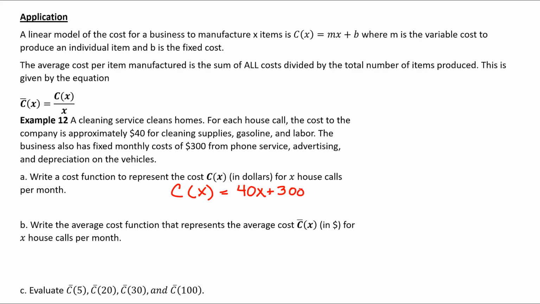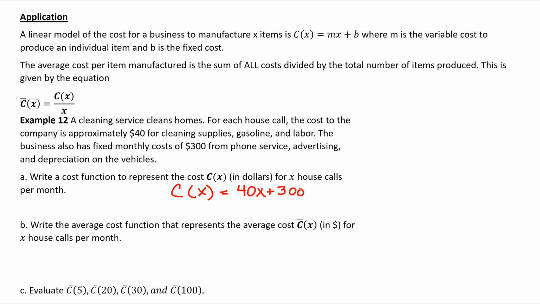So this is the cost function. We learned about these last chapter. So that's the regular cost function for this situation. Now, what about the average cost per item? So we want to write the average cost function that represents the average cost, C bar of X, in dollars for X house calls per month.